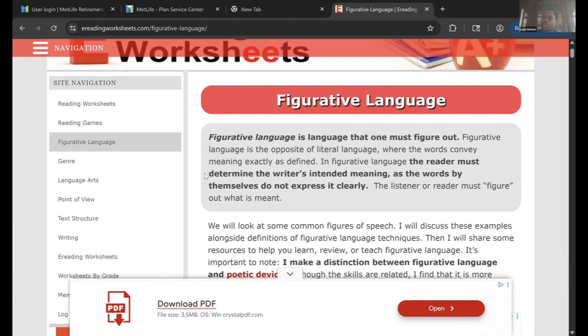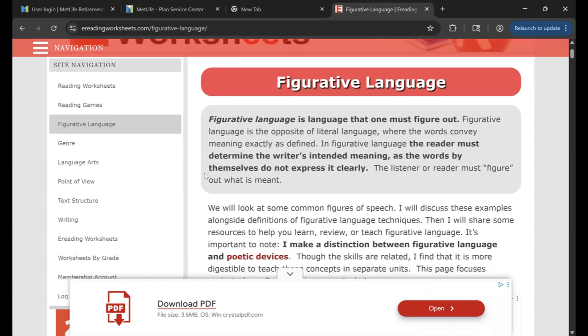Sometimes people are using metaphors or figurative language. So what is figurative language? Figurative language is a language that one must figure out. Figurative language is the opposite of literal language, where the words convey meaning exactly as defined. In figurative language, the reader must determine the writer's intention or intended meaning, as the words by themselves do not express it clearly. So the listener or the reader must figure out what the sentence is meant to say.